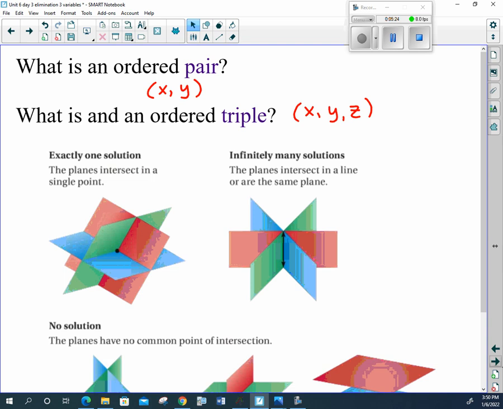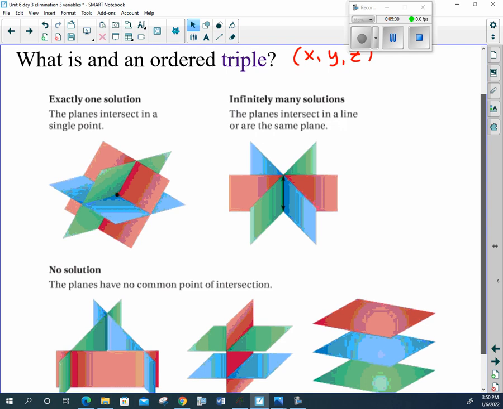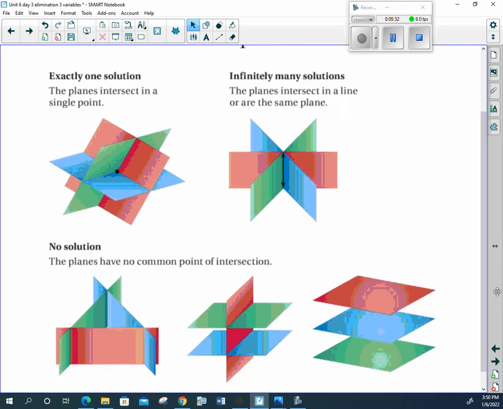This next part of the slide shows you visuals of what is going to happen. When you take these three planes and they intersect in one point, that would be right here where all three intersect. So that's where we get exactly one solution. That's where you get the ordered triple, x comma y comma z.